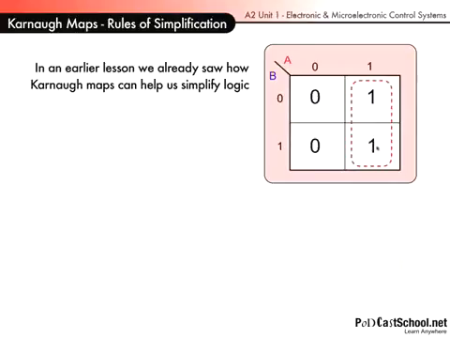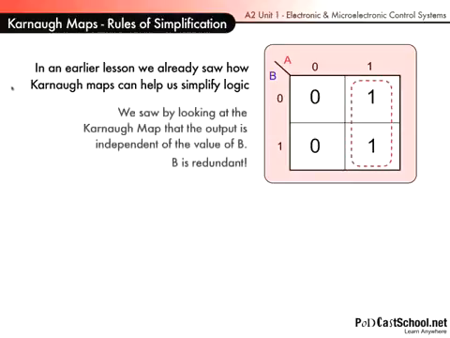In other words, the output is high no matter what B is. If it's a 0 it's a 1, or if it's a 1 it's a 1. It doesn't matter what it is, so it's redundant. So that tells us that function Q, if we take the Karnaugh map as representing a function called Q, is represented entirely by the input A. We saw by looking at the Karnaugh map that the output is independent of B and B is redundant.